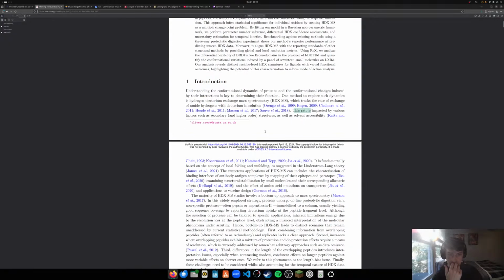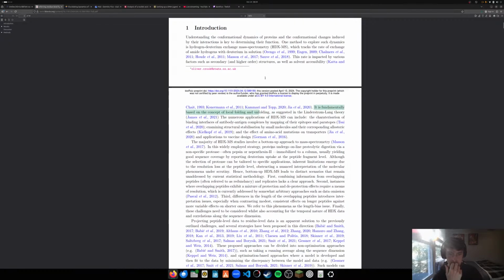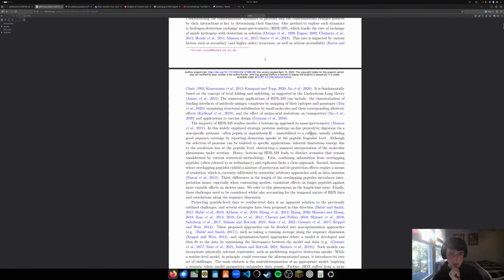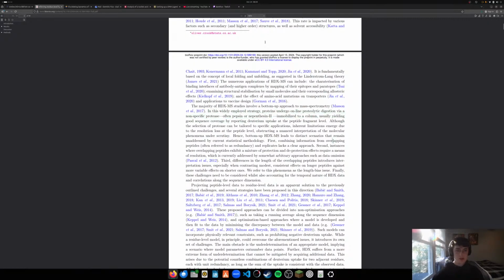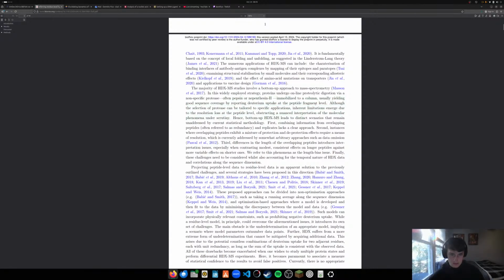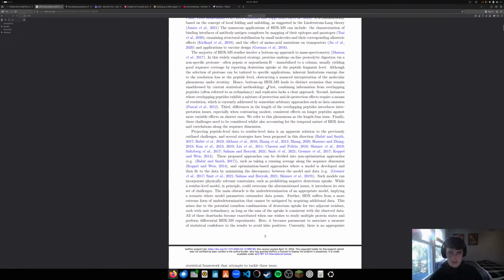This rate is impacted by various factors. Solvent accessibility is fundamentally based on the concept of local unfolding. The majority of HDX involves a bottom-up approach. It's a widely employed strategy. Protein is proteolyzed via non-specific protease, immobilized, usually yielding good coverage. Although the selection of protease can be tailored, inherent limitations of bottom-up HDX lead to distinct scenarios that remain unaddressed by current statistical methodologies.